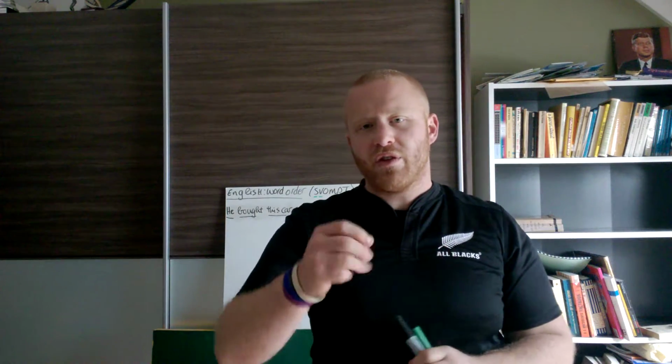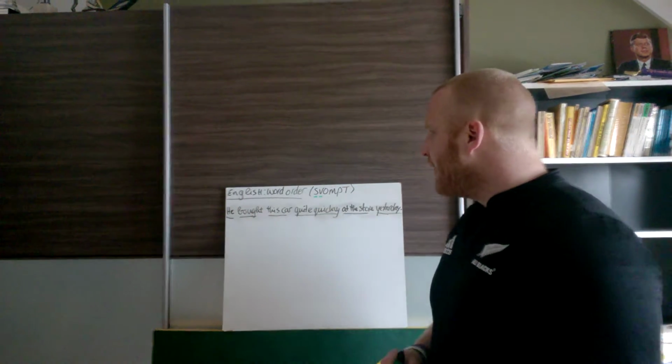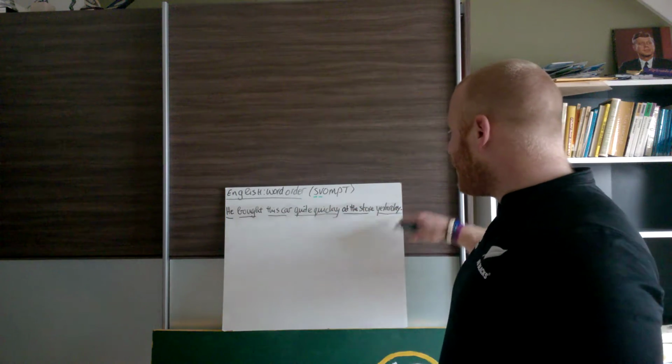What I'm going to try and do is explain to you what the SVOMPT rule is, because I think it's a very efficient and effective way to help understand how English sentences are built up. So let's have a look at the sentence that I've written down for you. It says, he bought this car quite quickly at the store yesterday.